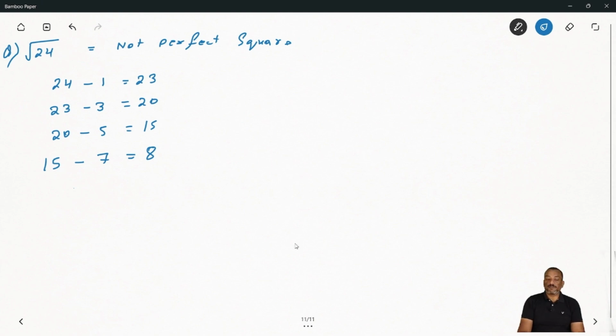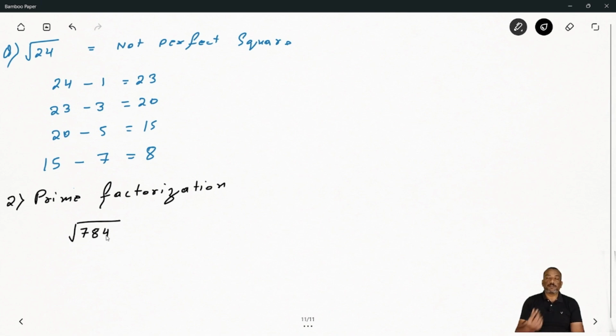Now coming to our next method, that is called the prime factorization method. The second method is prime factorization. This is a very important topic, and you will also see it in finding GCF and LCM, which are based on this method. If any number is given, we simply have to do its prime factorization. Suppose we go with the number, find the square root of 784. And here also you can find the square root of any bigger number.